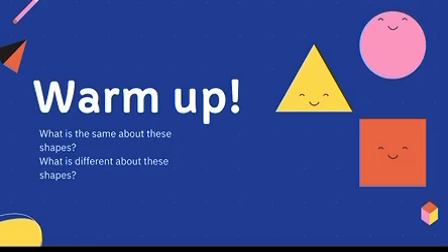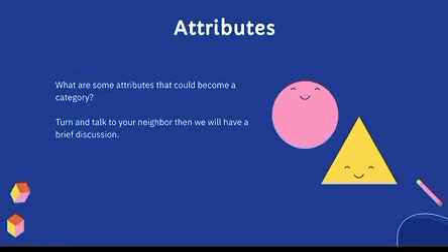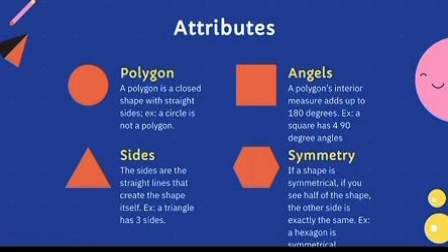For a warm-up, I will show these shapes and we'll ask what is the same about these shapes and what is different about these shapes. I will give time for students to answer. Then I will ask what are some attributes that become a category, and they will turn and talk to their neighbor, and we will come back and have a discussion about the attributes up here.